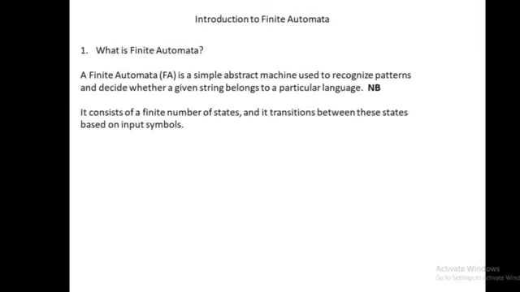So, what is finite automata? A finite automata is a simple abstract machine used to recognize patterns and decides whether a given string belongs to a particular language. It consists of a finite number of states, and transitions between these states is based on an input symbol. Don't worry, the definition can be a bit confusing. Most people don't get it the first time. So let me put it in simple terms.